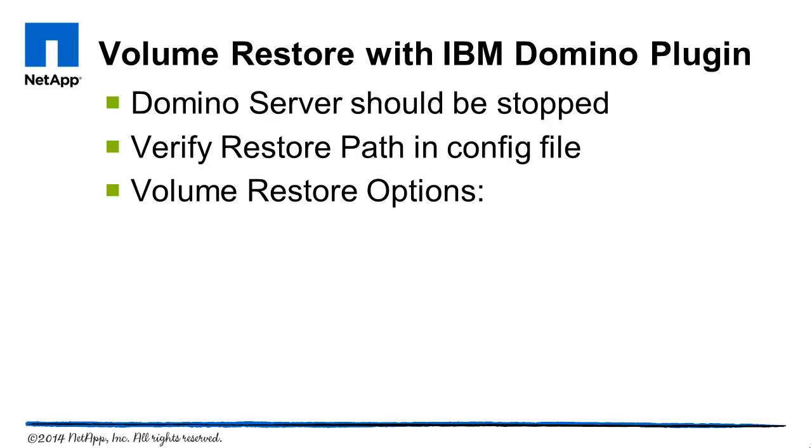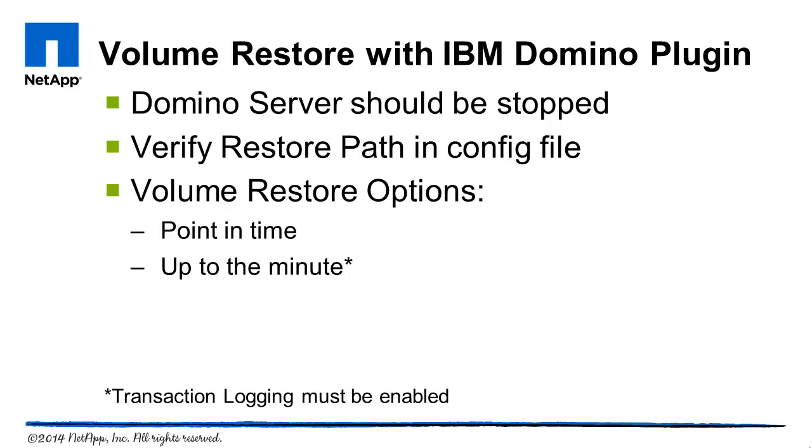Snap Creator's Domino plugin has a variety of restore options. You can perform a point-in-time restore, which restores the data to the point in time of the snapshot copy. You can perform an up-to-the-minute restore, which plays forward Domino transaction logs to the most recent transaction available. Or you can perform a selectable up-to-the-minute restore, which allows you to play forward the transaction logs to a specific point in time. For up-to-the-minute or selectable up-to-the-minute restore operations, Domino transaction logging must be enabled. Let's take a look at how this works.